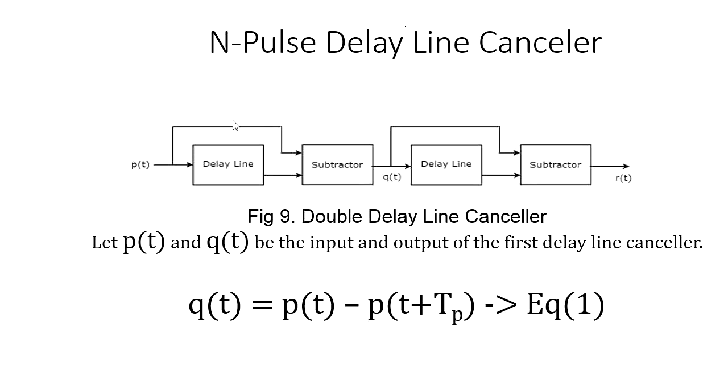The output of the first delay line canceller is Q of T. Q of T is equal to P of T, that is we directly give the signal P of T to the subtractor, minus the input delayed by TP. So it is P of T plus TP, which introduces delay in the signal, and we give that to the subtractor. The output Q of T can be represented as P of T minus P of T plus TP. This I call equation 1.